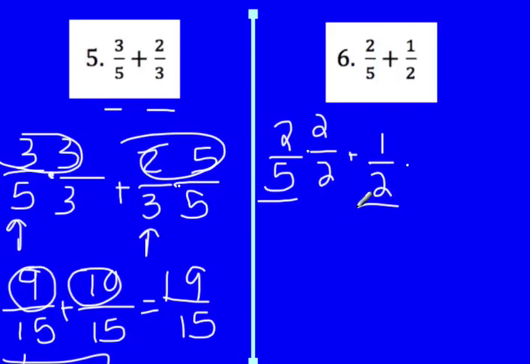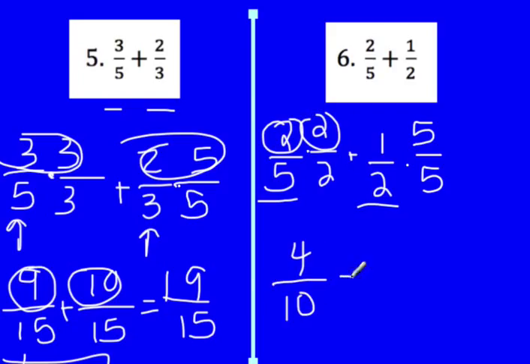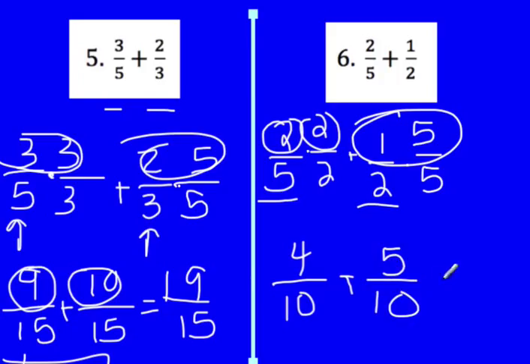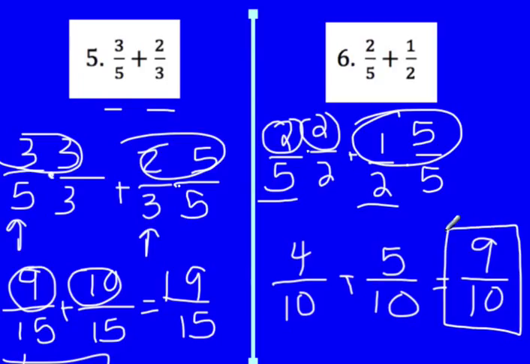So what do I need to multiply 2 by to get to 10? And that's going to be a 5. So now I'm going to multiply. 2 times 2 is 4. And then remember, we made that 10 on the bottom. 1 times 5 is 5, and that's going to be 10 as well. So now I can keep my denominator of 10, add my numerators, and I get that my answer is 9/10.